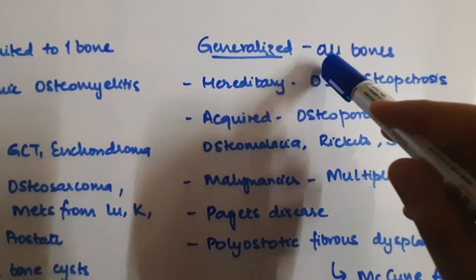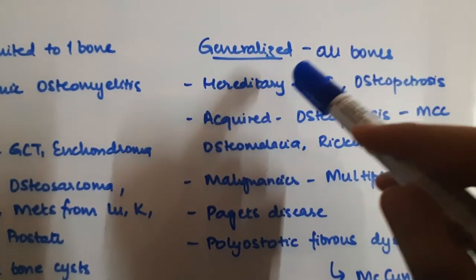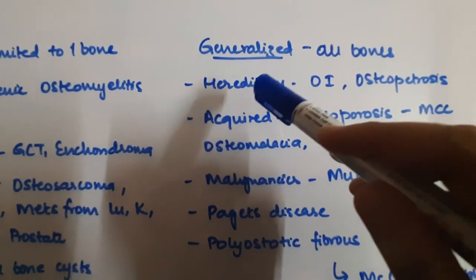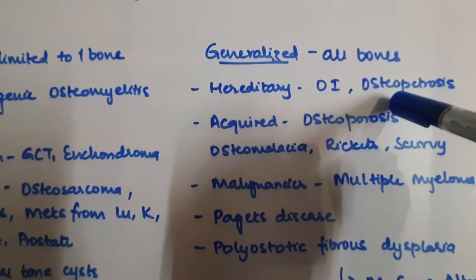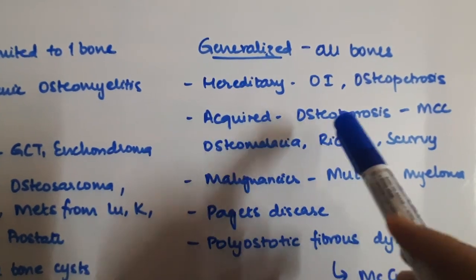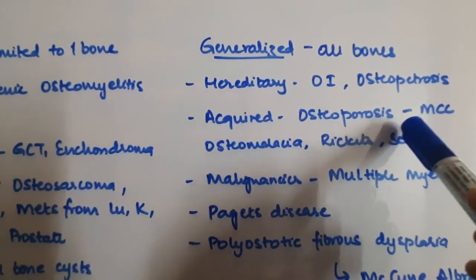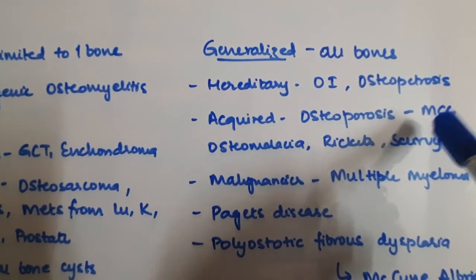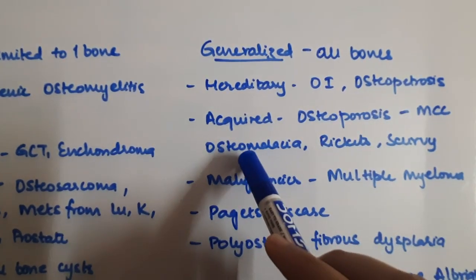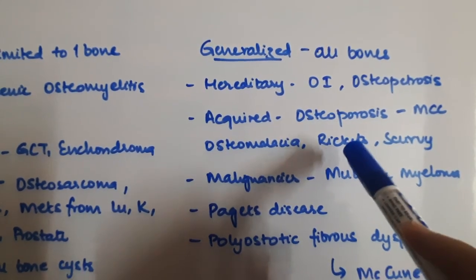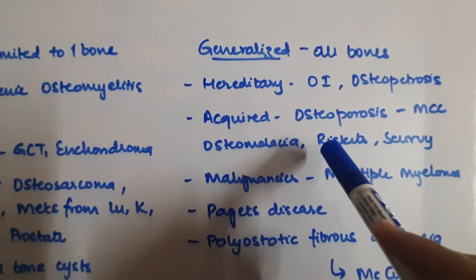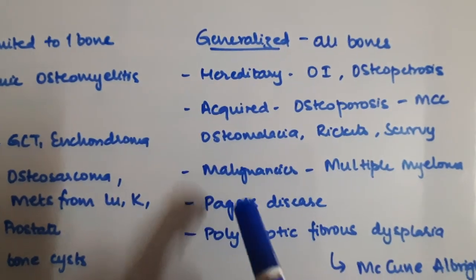Generalized causes, or diseases which include all bones, include hereditary causes like osteogenesis imperfecta and osteopetrosis, and acquired causes like osteoporosis, which is the most common cause for pathological fractures, osteomalacia, rickets, and scurvy. They also weaken all bones and can cause pathological fracture in any bone.